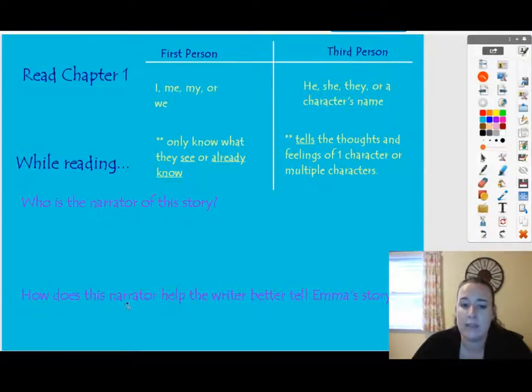And then also, how does this narrator help the writer better tell Emma's story? So are we only seeing what Emma sees and that's helping us better know the story? Or are we being told what Emma or multiple characters feel, and so that's helping tell the story?